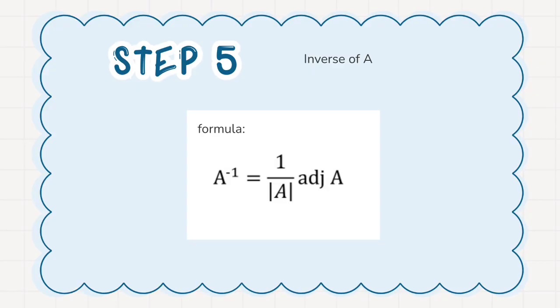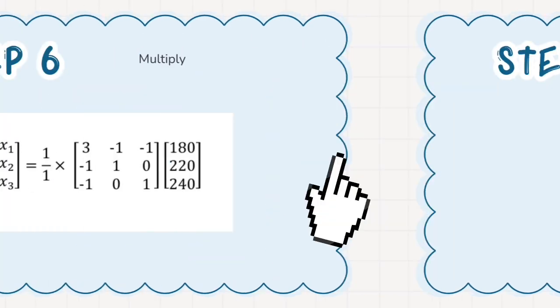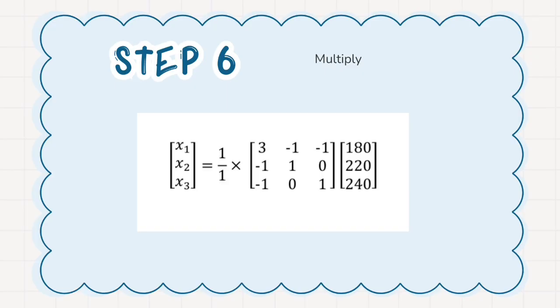So step 5 is to find the inverse of A. The inverse of matrix A is calculated using the formula 1 over determinant A multiplied by adjoint A. By substituting the value, since the determinant equals 1, A inverse equals the adjoint directly. Finally, we're going to multiply the inverse of A by matrix B to find the values of x1, x2, and x3.